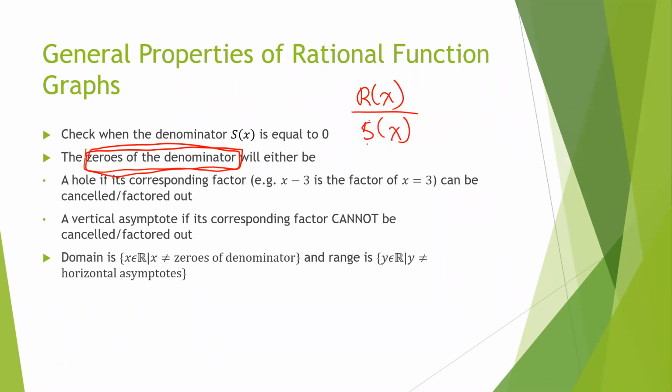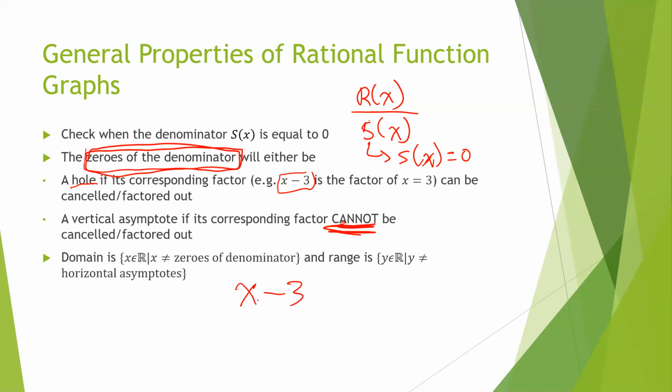You're simply going to set the denominator equal to 0, and you factor, and you're just checking when it is equal to 0. So when you factor it out, if you have a factor that shows up in the numerator and the denominator, which means it can be canceled out, then you have a hole. And if you have factors that do not cancel out, keyword there, do not cancel out, then you have a vertical asymptote. So here's another small example, just so you can practice with this.